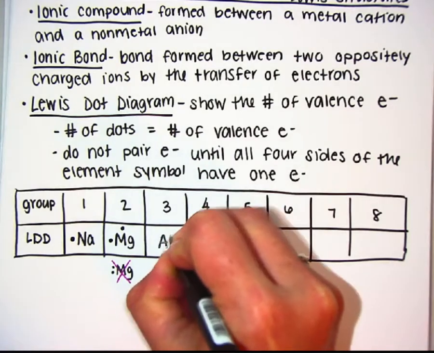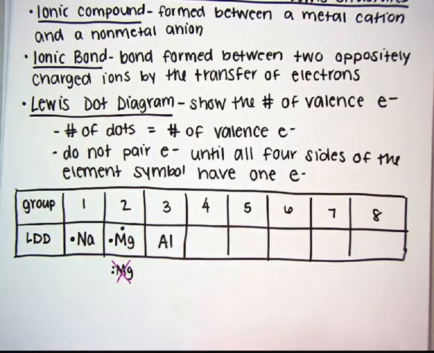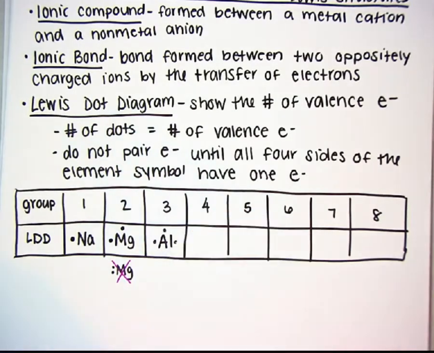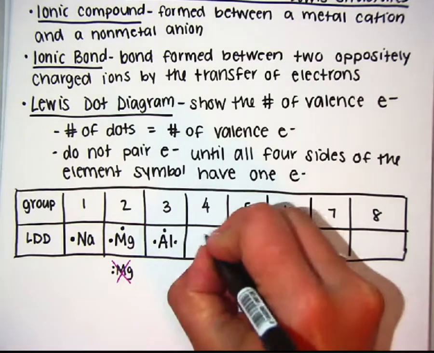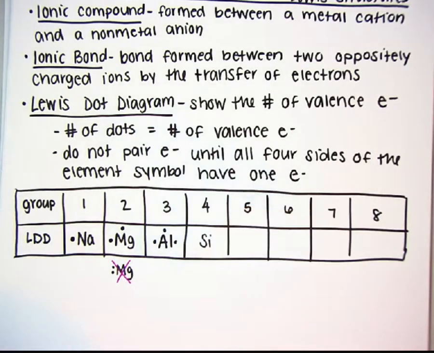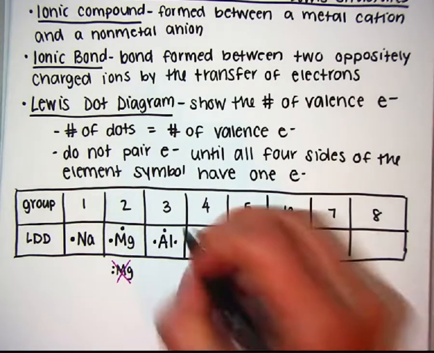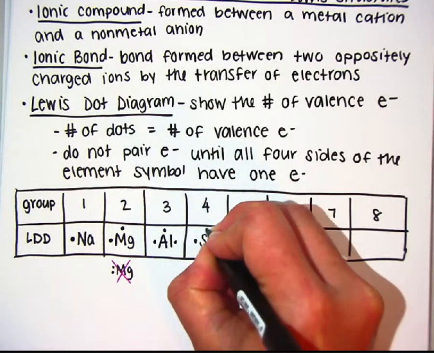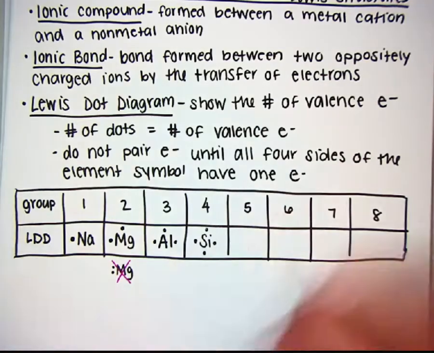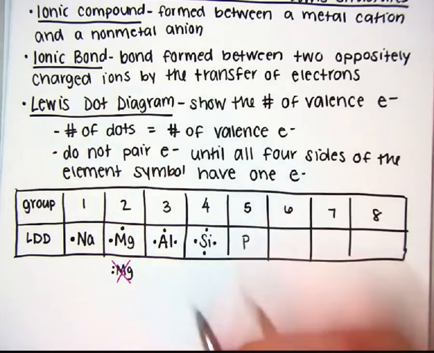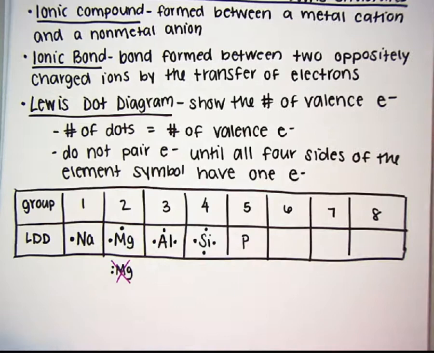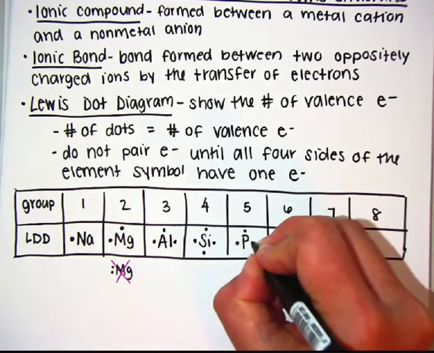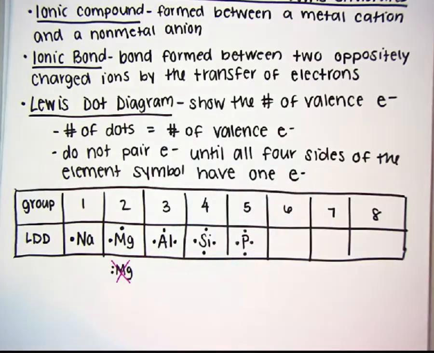Aluminum is in group 3. It has 3 valence electrons. It gets 3 dots. 1, 2, 3. They all should be unpaired. Silicon, group 4. 4 valence electrons, 4 dots. We're going to put 1 on each of the 4 sides. Phosphorus, group 5. 5 electrons. It gets 5 dots. 1, 2, 3, 4.